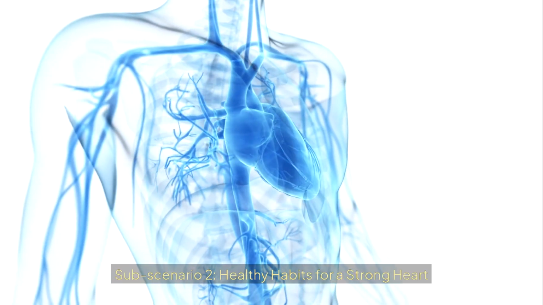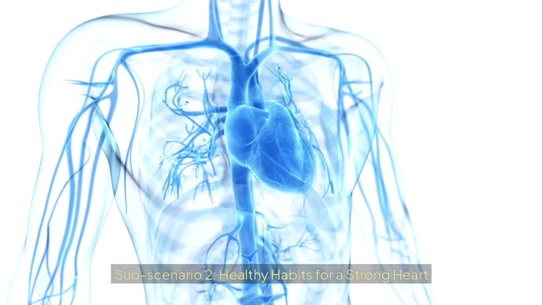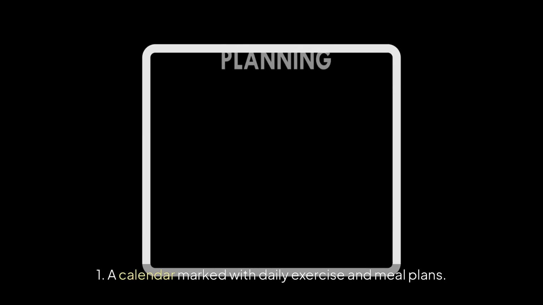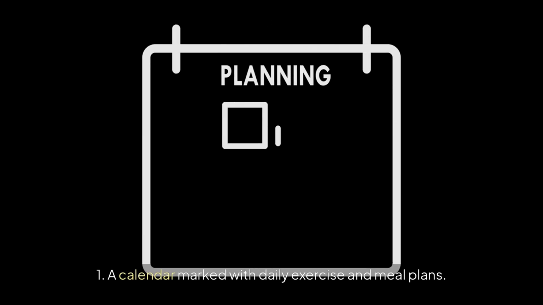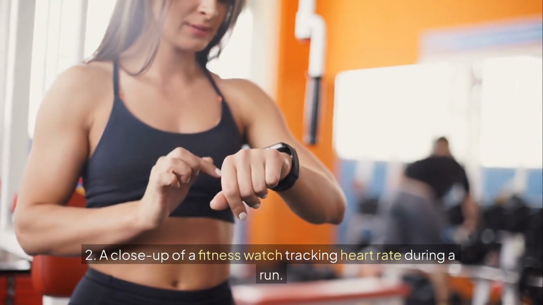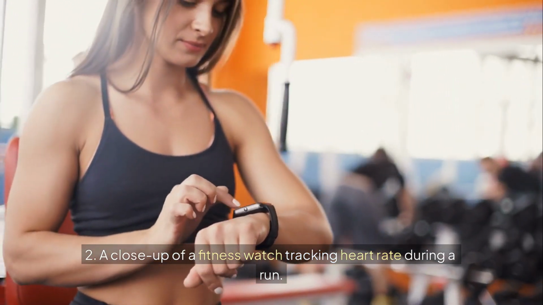Sub-scenario 2. Healthy habits for a strong heart. A calendar marked with daily exercise and meal plans. 2. A close-up of a fitness watch tracking heart rate during a run.